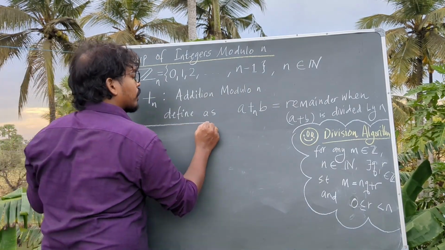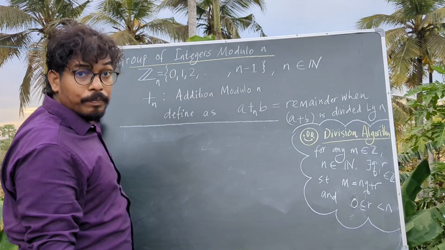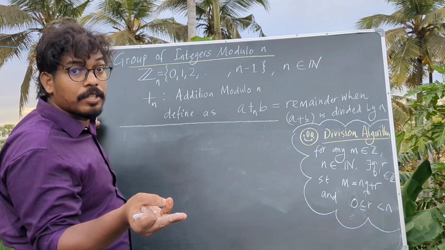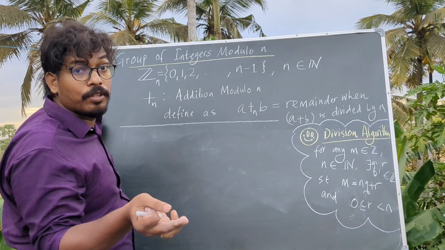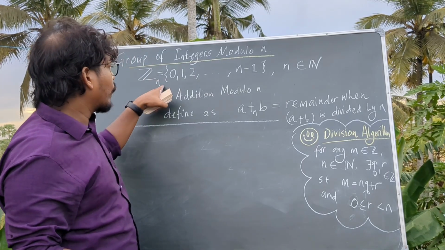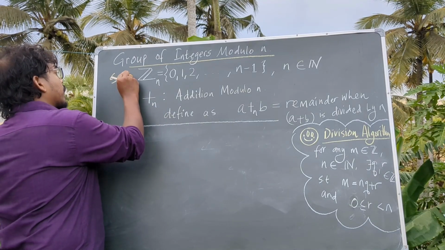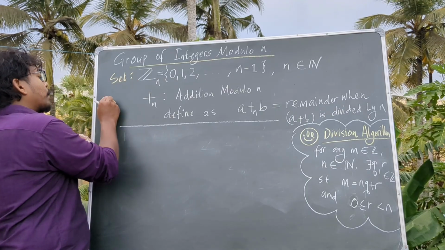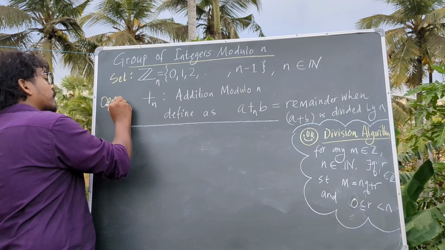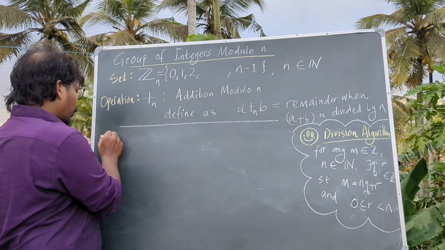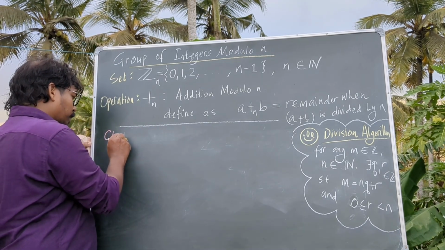First, to show a group, we will show closure, associativity, existence of identity, and existence of inverse of every element. Our set is Zn, this is our set, and this is our operation. First one is closure.